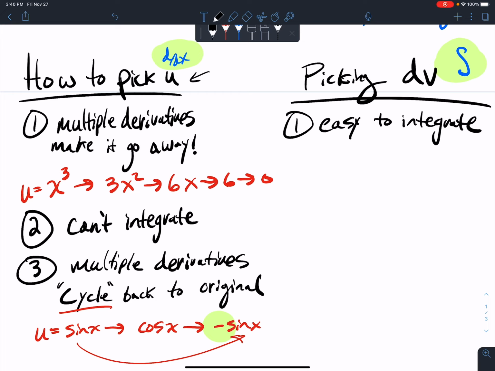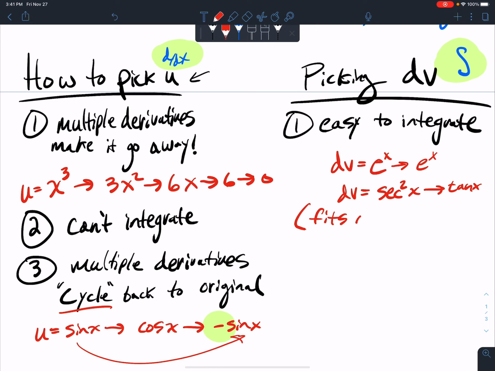So like a good dv, maybe it's like e to the x, right? So that's easy to integrate. Integral of e to the x is e to the x. Okay, maybe a dv is like secant squared x, right? So easy to integrate. Integral of secant squared x is tangent x. Okay, so something that's easy to integrate. It fits integration rules.